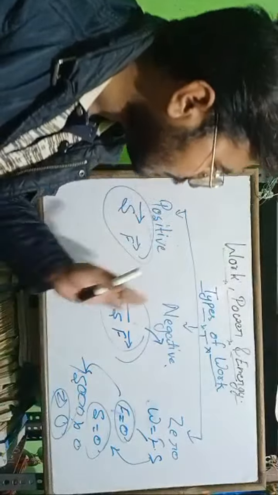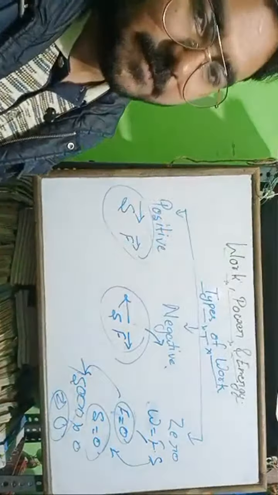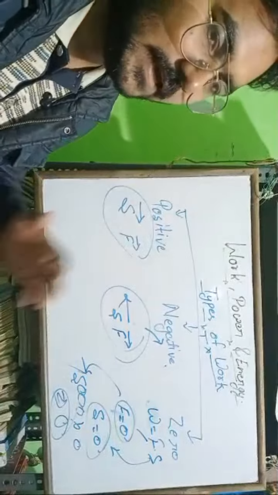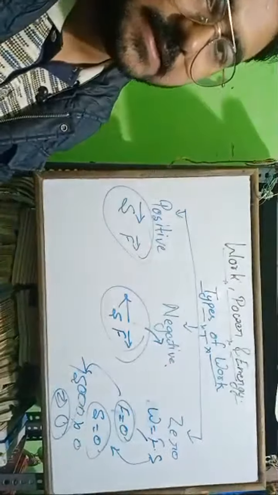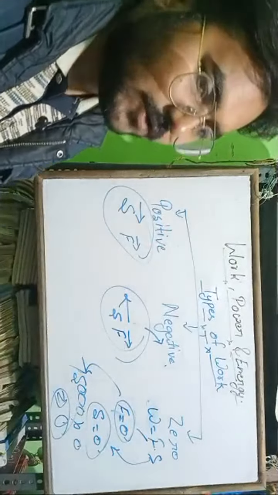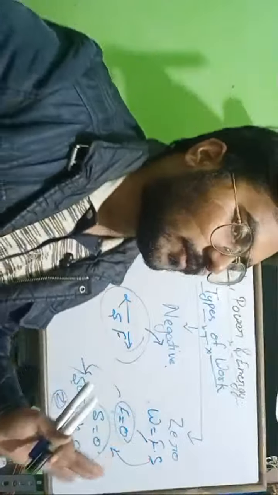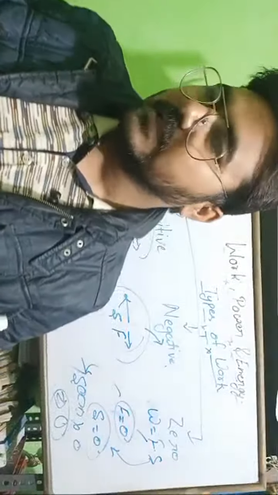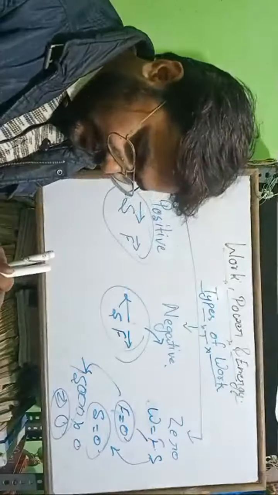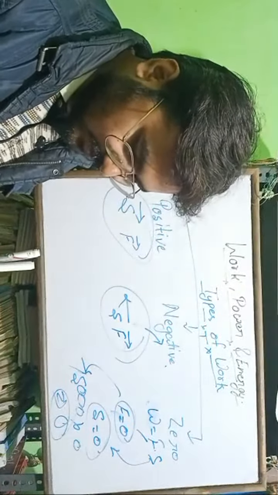So this was the types of work. The next topic that we have to understand is about energy, kinetic energy, potential energy, and some other topics that we have to include. Before that, you have to tell me whether all the points that I have told you are understood or not. Let me check whether you have commented or not.